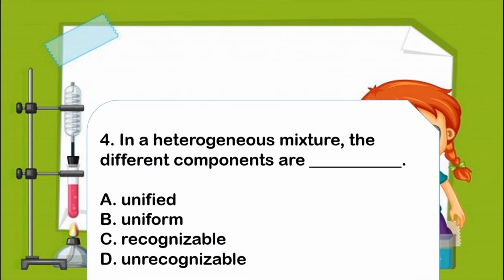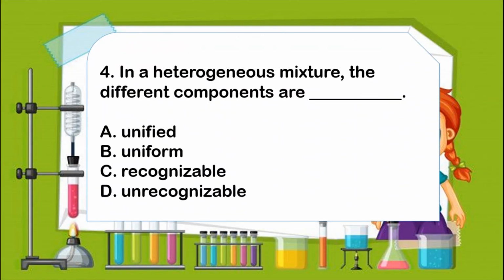Number 4. In a heterogeneous mixture, the different components are A, unified. B, uniform. C, recognizable. D, unrecognizable. So, heterogeneous mixture. Correct answer for this is recognizable. Kanina, unrecognizable man ang homogeneous, si heterogeneous mixture pod kay recognizable. Kay maklaro man nimo kung unsa tong mga substances nga imuhang gipang mix.